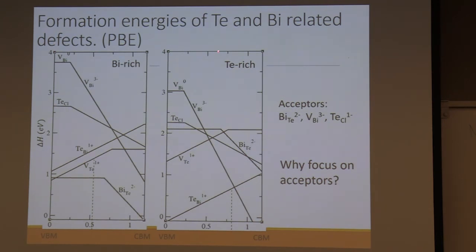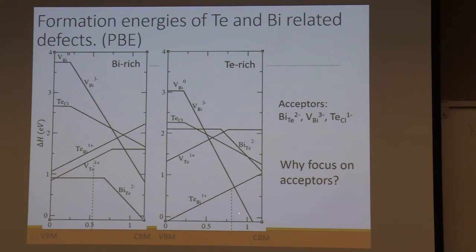So these are formation energies of tellurium and bismuth related defects. Here I have just bismuth-rich and tellurium-rich conditions. For chlorine, I just assumed Cl2, so that one I just fixed. I didn't explore this whole surface. Looking at the formation energies, this is the diagram I showed in the introduction, so you should already have an idea of what's going on. We expect the Fermi energy to be somewhere in the middle of the gap.